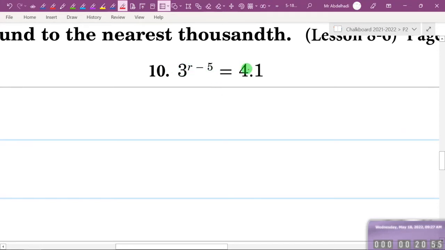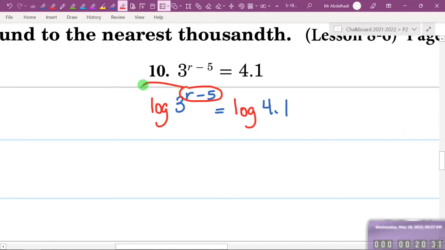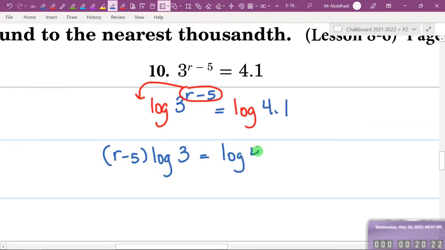I take the logarithm of both sides. Take the log of the left side and take the log of the right side, like that. Once I do that, that opens up the possibility for me to take this and bring down the power, okay? Now be careful, this is 2 terms here, so when you bring it down, make sure you use parentheses, okay? So it's going to be r minus 5 in parentheses, like that, log 3, and then this side here didn't change.